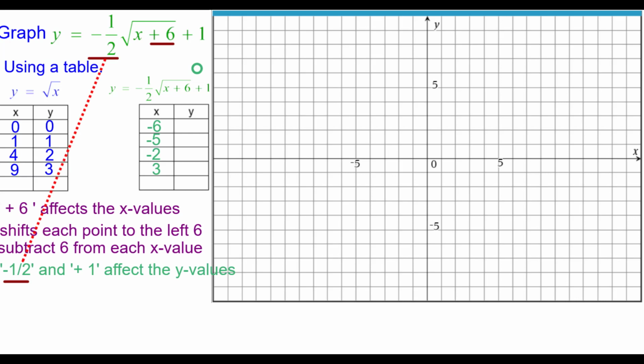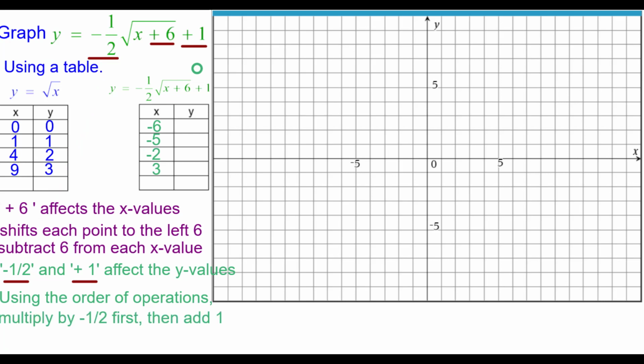The other 2 parameters affect the y values. And using the order of operations, we need to multiply by negative 1/2 first, and then add 1. So 0 times negative 1/2 is 0, plus 1 is 1. You can see that calculation right here. We're going to ask that you go ahead and finish the other 3 values here, plot them, and graph it. Press pause as needed, and then resume when you're ready.